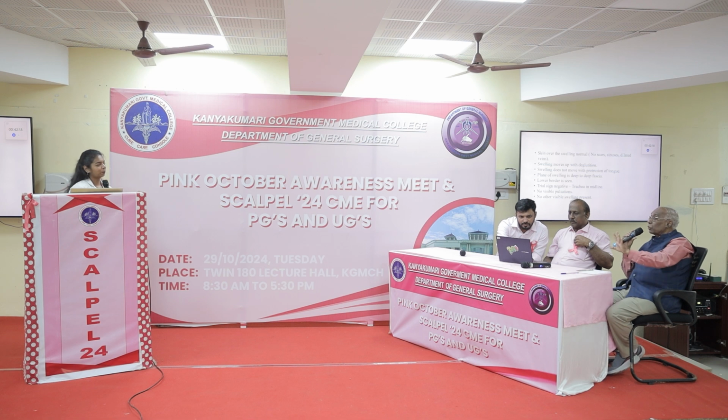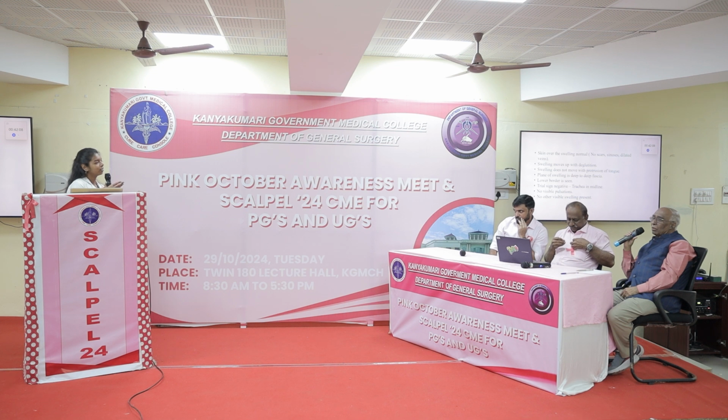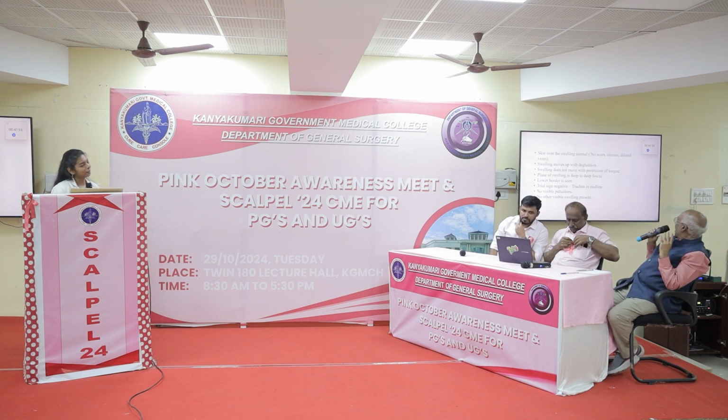Trail's sign. What is it? Sir, this is for assessing whether the trachea is in the midline or any deviation of the trachea is present. If any deviation of the trachea is present, on the side of deviation the sternocleidomastoid will become prominent. So that is not Trail's sign.